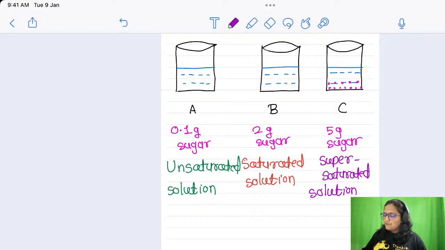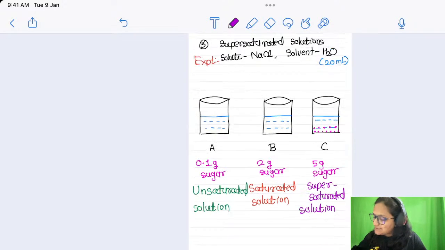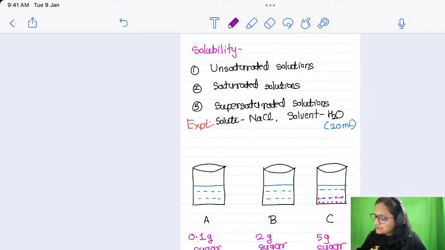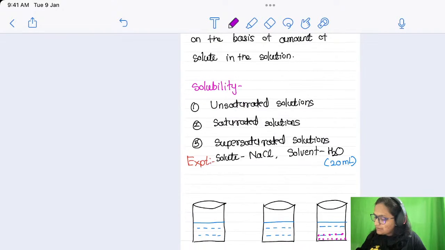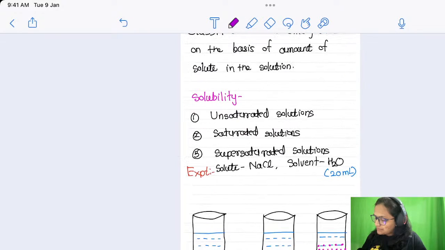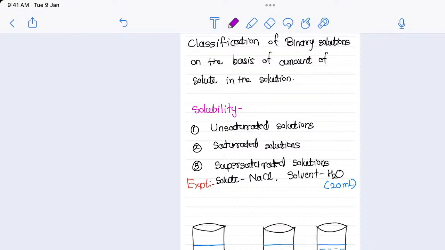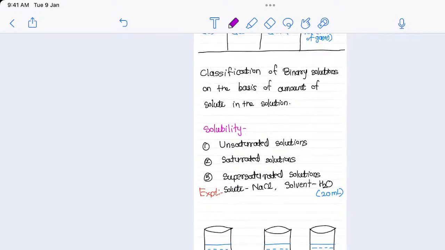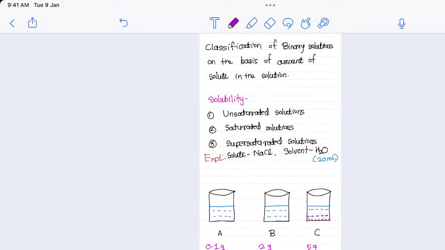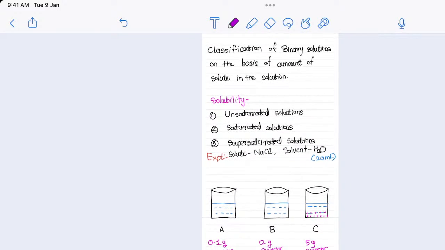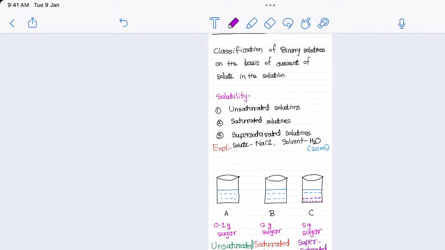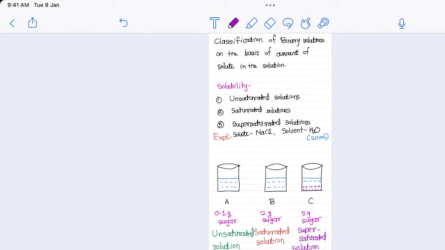Okay. First of all, you guys can just take a screenshot of this page, that is classification on the basis of the amount of the solute in the solution, and then I'll just close the video for that purpose, and then we'll have a quick recap of whatever we have discussed right now. You just take a screenshot of this page.